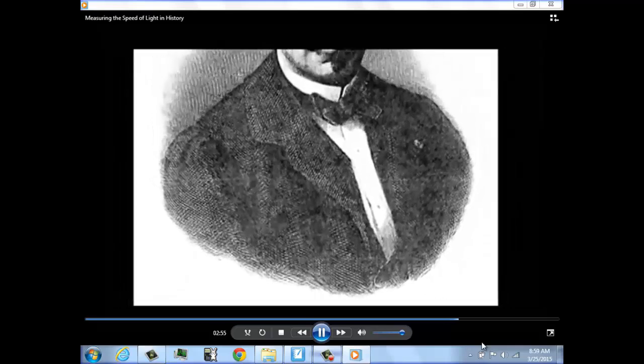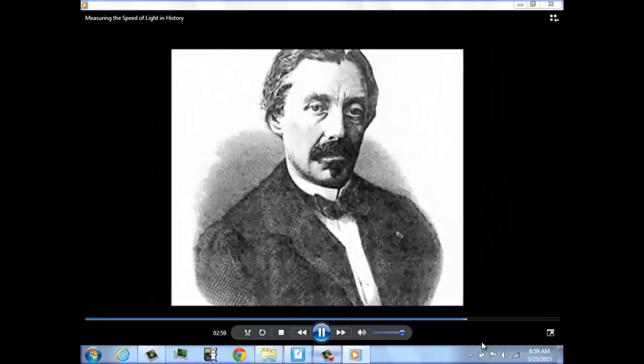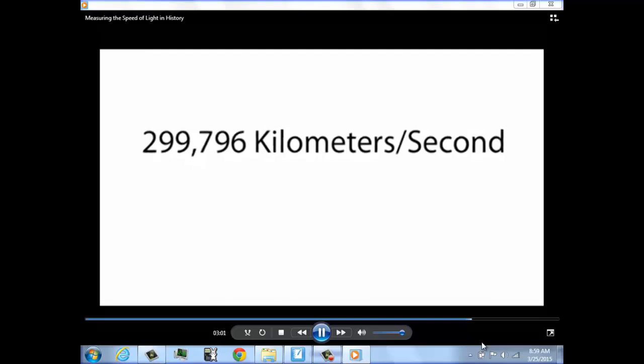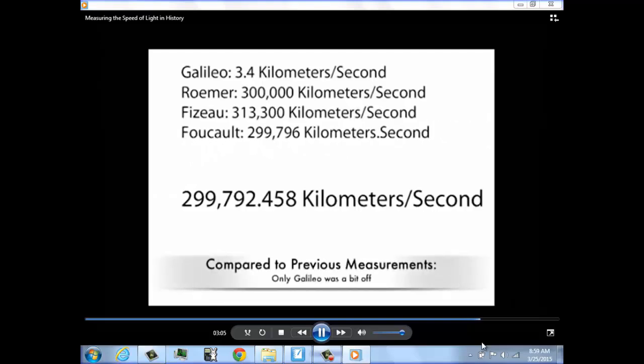In France, 1862, Leon Foucault modified Fizeau's experiment and made a more accurate measurement of 299,796 kilometers per second. The actual value of the speed of light is 299,792.458 kilometers per second, which we round to 3 times 10 to the 8 meters per second. There are a number of different ways to measure speed of light now.